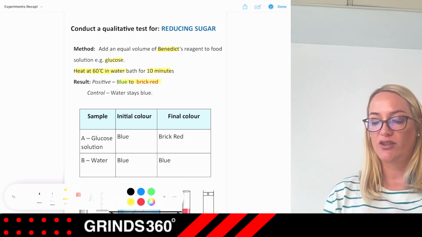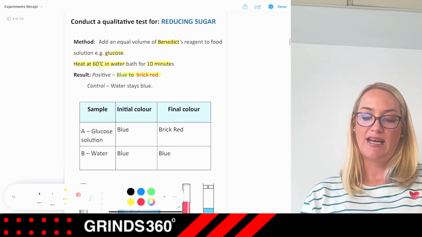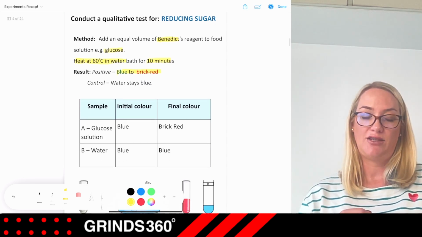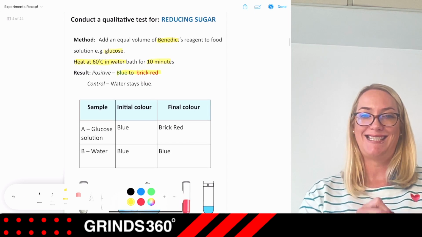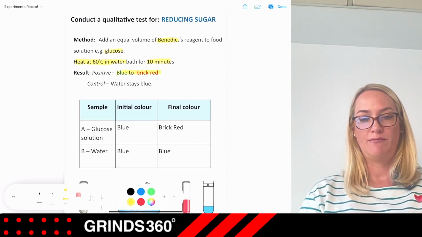Okay, your control. Your control will be water in a test tube, and to that we add our Benedict's. You would also put that into your water bath. Again, in your water bath, you're going to heat it at 60 degrees for 10 minutes. I would also include the time.